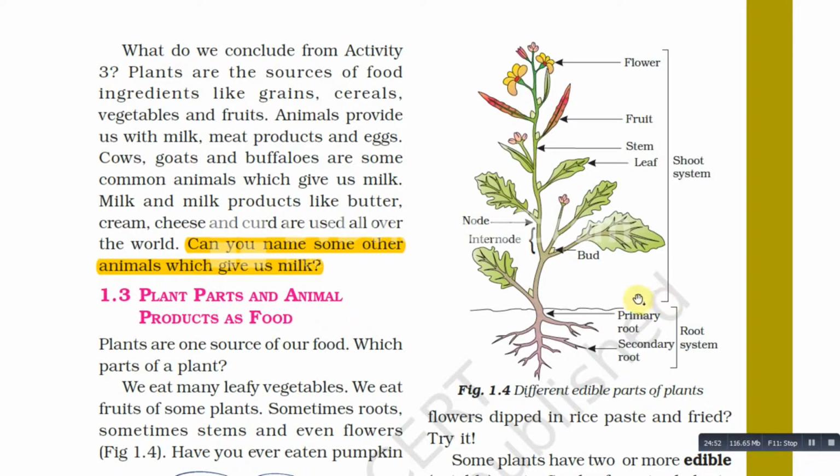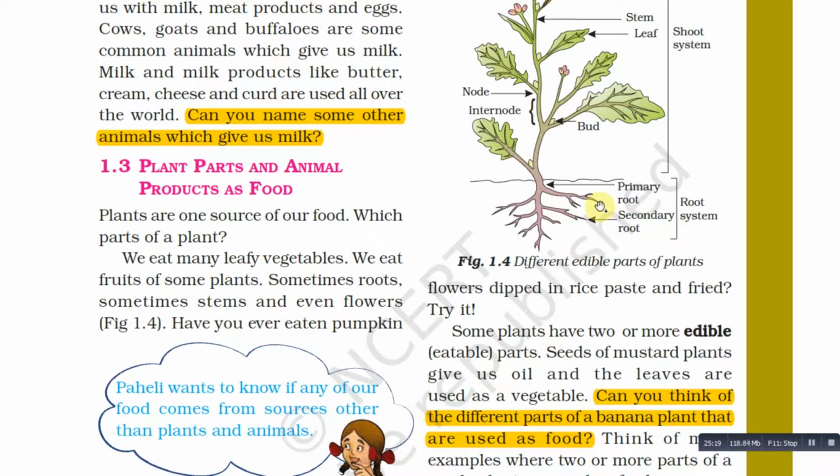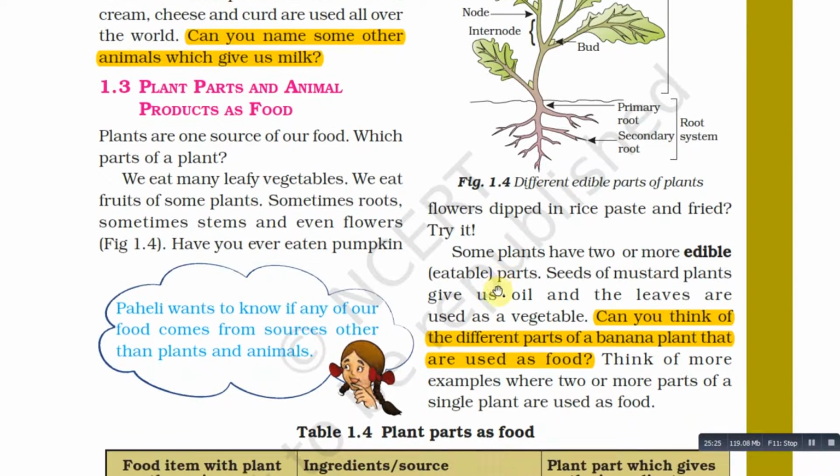So this main system is called the shoot system, and the portion below the land is called the root system. Sometimes we eat primary roots also, and secondary roots also, like beetroot, carrot. So different parts of plants are there that we can eat. Now flowers, this we have done. Now some plants have two or more eatable parts. Seeds of mustard plants give us oil, and the leaves are used as vegetables.